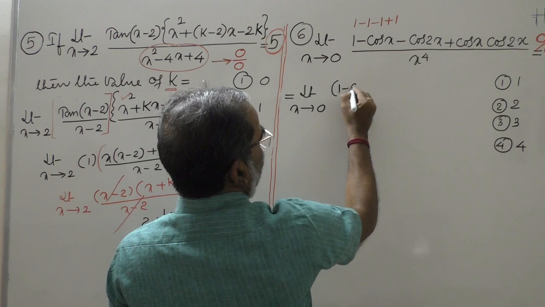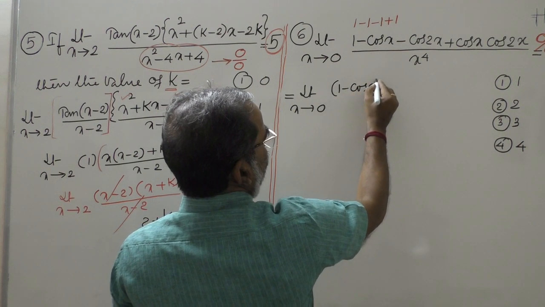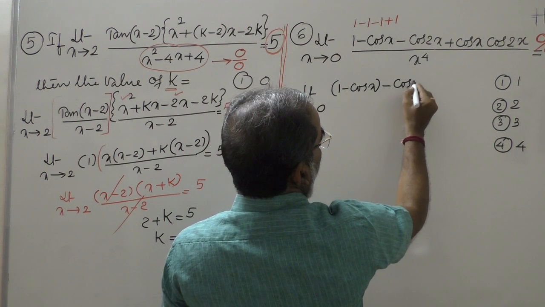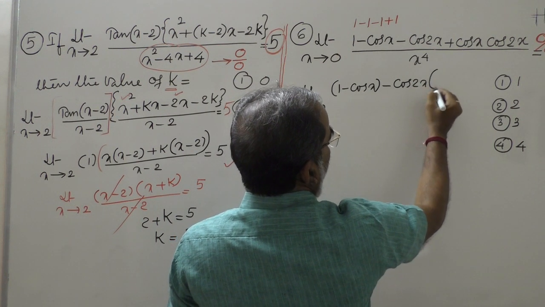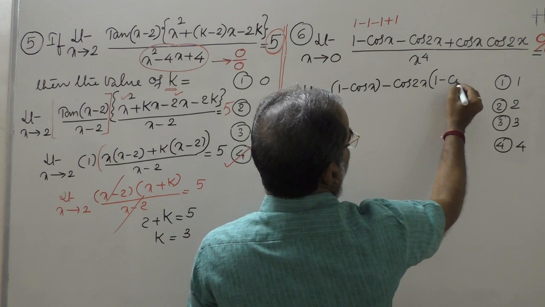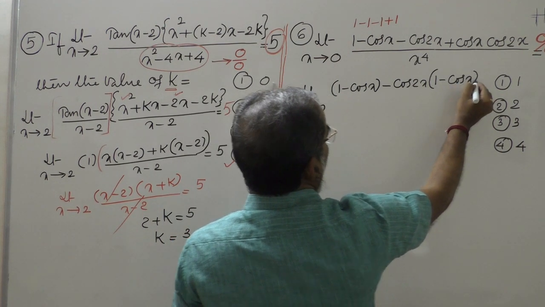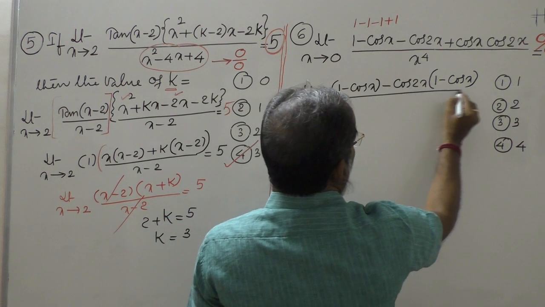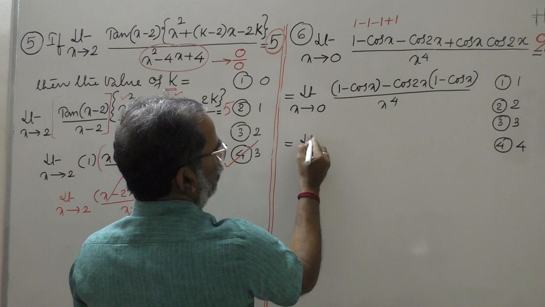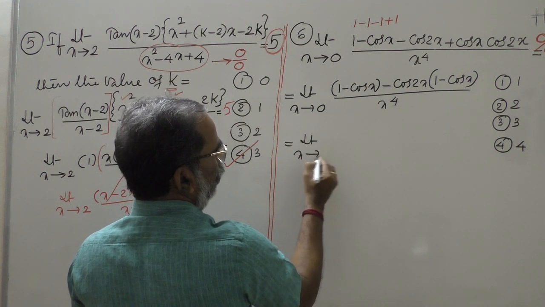First two terms: 1 minus cos x. From the remaining two, I can take cos 2x common. If I take cos 2x common, I will be having 1 minus cos x only. So, divided by x power 4. What is this? This is the limit as x tends to 0.